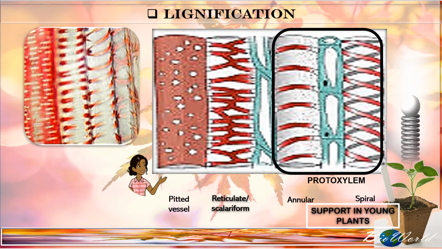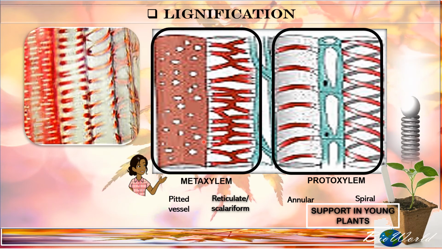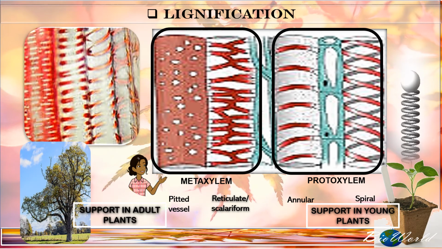The xylems with harder or larger amounts of lignification are called metaxylems. These types of xylems have become hard and will not be able to elongate, so they are more suitable for support in adult plants.